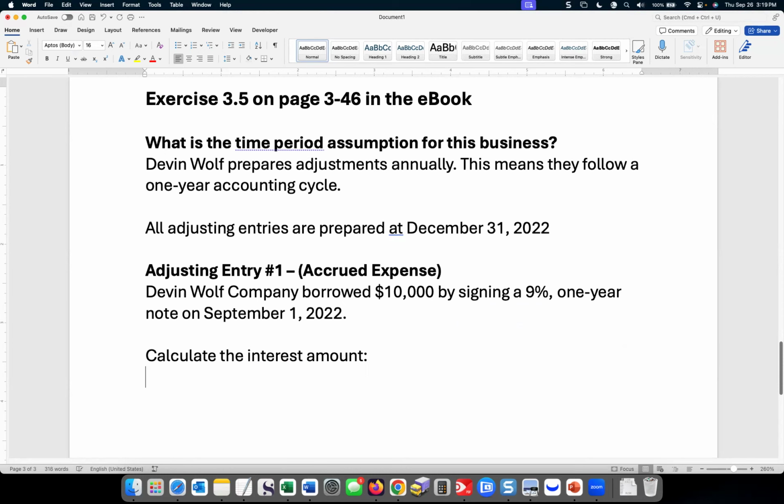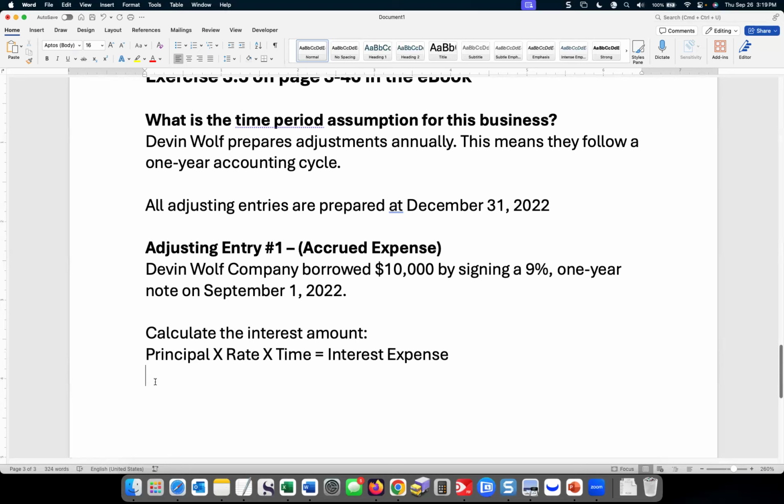This is how we're going to do this. We're going to take this formula that you might remember from a math class: principal times the rate times the time. This is going to give us our interest expense. We know the principal balance borrowed was 10,000. We know that the interest rate is 9%. And the time factor we have to figure out in terms of months. We have all of September, October, November, and all of December, so this is going to be 4 months out of a total of 12.